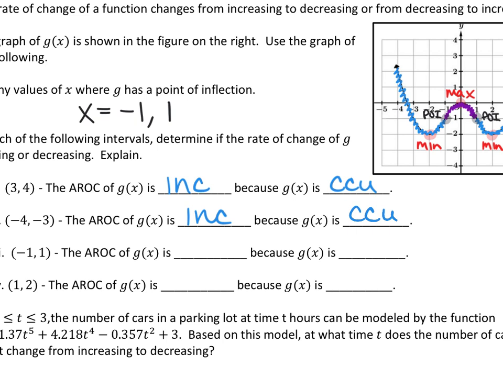How about from -1 to 1? That one is decreasing now. Why? Because it's concave down. This is what we talked about last time. When you have a concave down graph, it's because your average rate of change is decreasing and vice versa. What about from 1 to 2? Increasing, and again, why? Concave up.